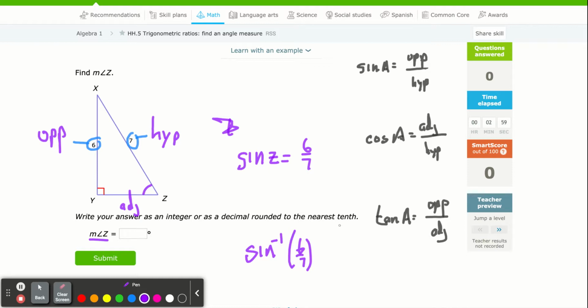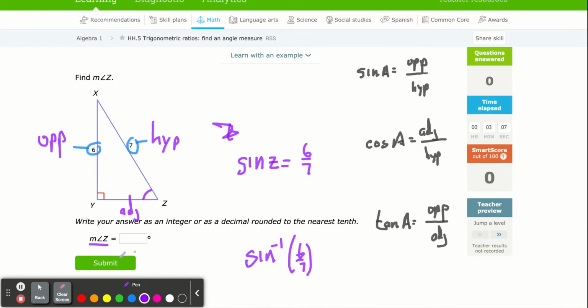I do the inverse sine of 6/7, and it gives me an angle measure of 58.997. It says round to the nearest tenth. Let me write the number down so you know what I'm doing: 58.997. Since it says round to the nearest tenth, the 9 makes the 9 go up to a 10, so it's going to be 59, a nice integer number of 59.